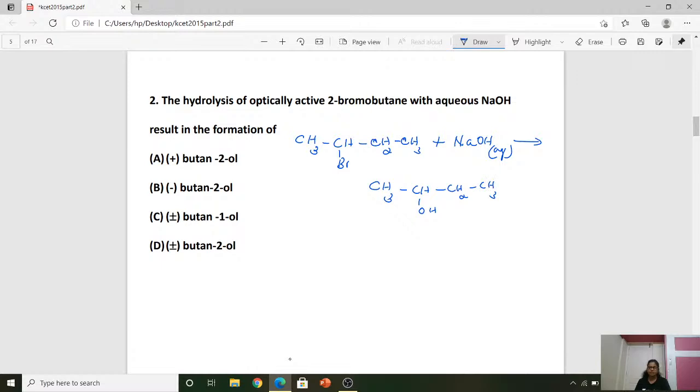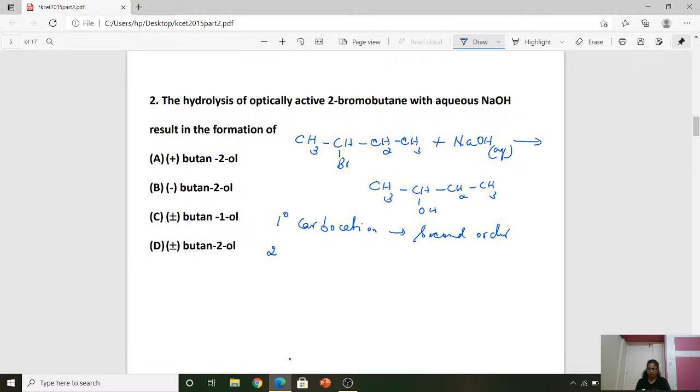Now, how to get the answer? What is the possible way we can go for it? See, what happens is, in this case, the carbocation formed is a secondary carbocation. You have to first find out what type of carbocation is formed. If a primary carbocation is formed, then it follows second order kinetics. Second order kinetics means SN2 mechanism, isn't it? So in SN2 mechanism, possibly you will get inversion in the configuration.